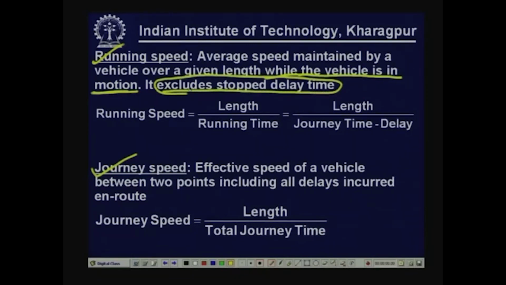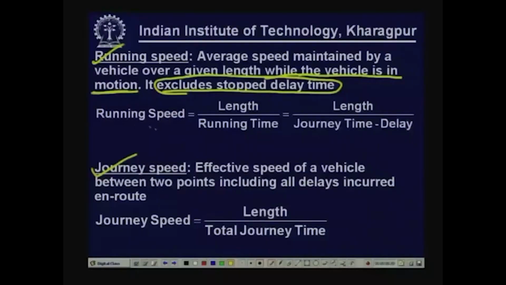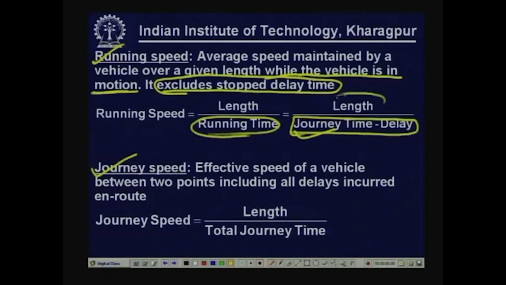So, when the vehicle is traveling from A to B, if you have the total time and you know the stop delay, total time minus stop delay is the running time. So, length divided by the running time, you get the running speed. Running time is the journey time minus delay. Journey time is the total time taken to travel between these 2 points, defining this particular length.